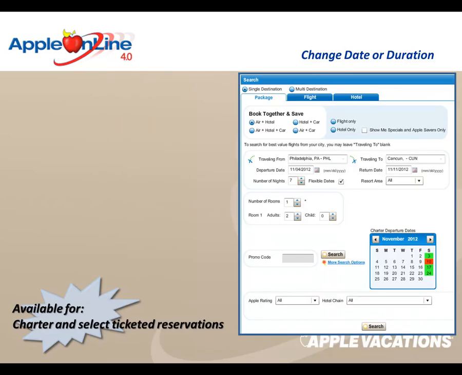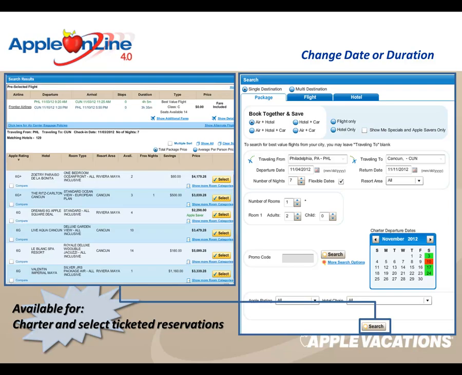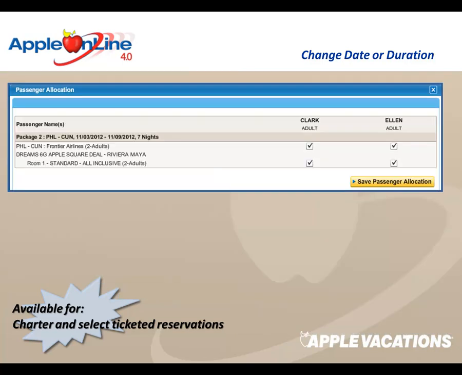Once selected, you will see the standard shopping frame you have grown accustomed to. Enter your parameters and click Search to show available options. Using the Select icon, obtain the new package. Then allocate the materials as needed and select Save Passenger Allocation.